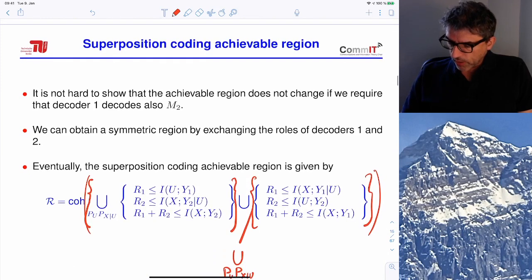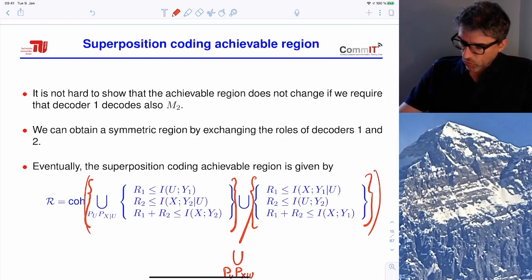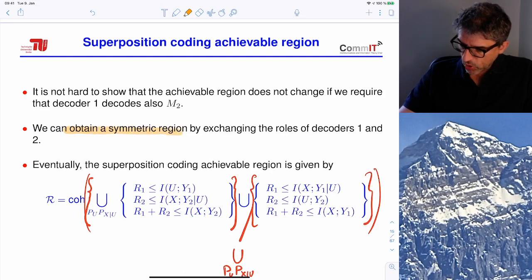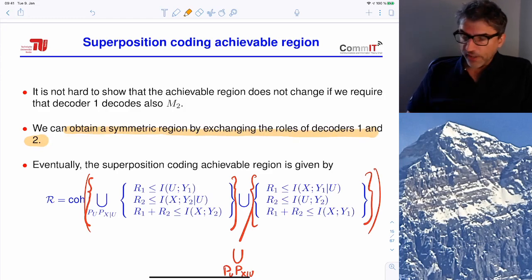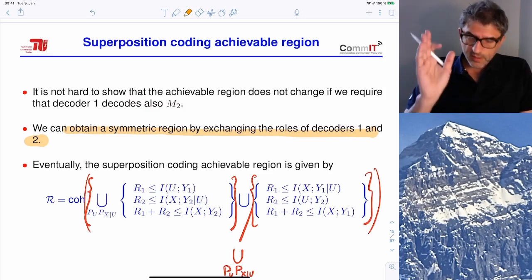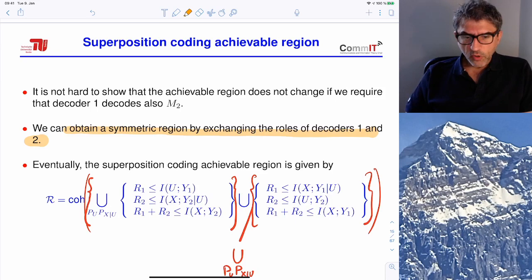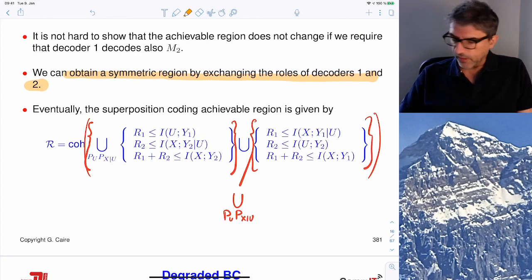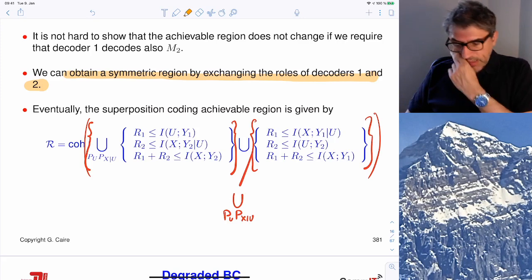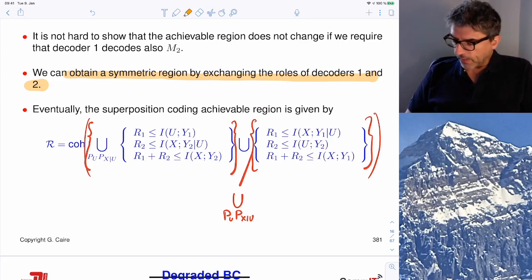So the conclusion here is that we can symmetrize the region by exchanging the role of decoder 1 and 2. So construct another code with superposition coding exactly in the same way, but generating the cloud centers for messages for user one, and the auxiliary codebooks to convey messages for user two. And then we take the union of all possible distributions and take the union of these two regions, the convex hull of the union, and this gives an achievable region achieved by superposition code.